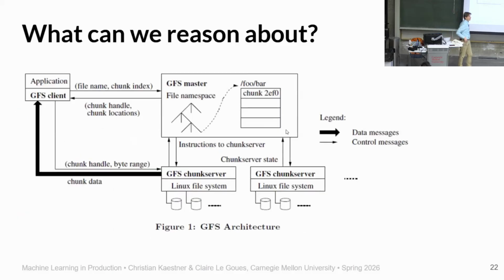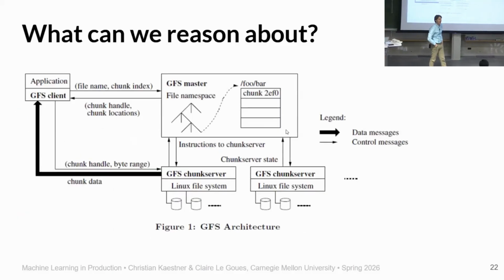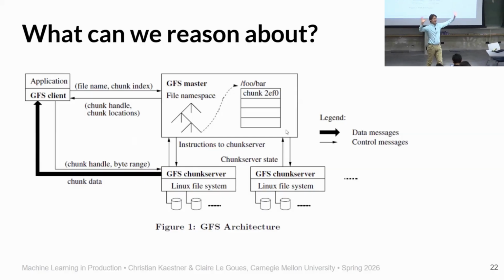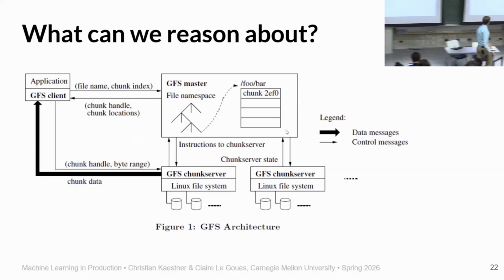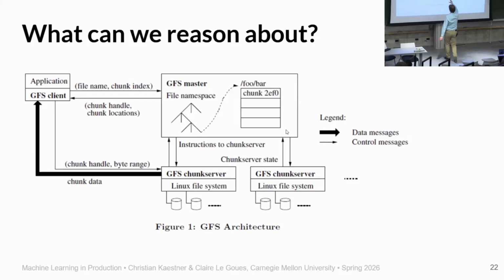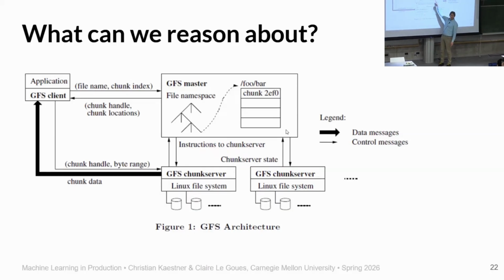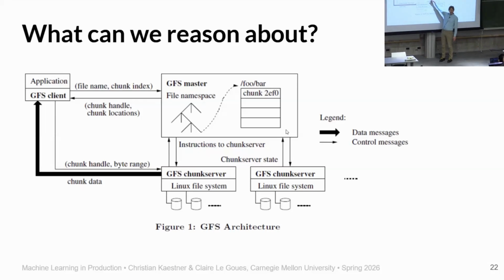This is a diagram of Google file system. This is a massive storage solution where you can store huge amounts of files. There's the idea that you have the central server that essentially just stores where stuff is. It's just an index. And then you have the chunk servers that store the actual data.